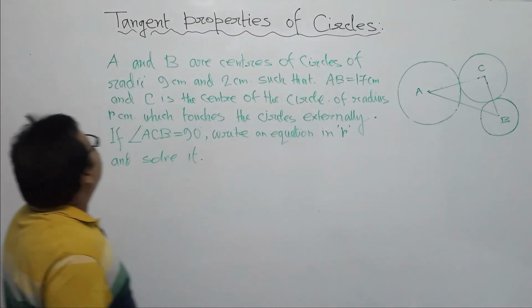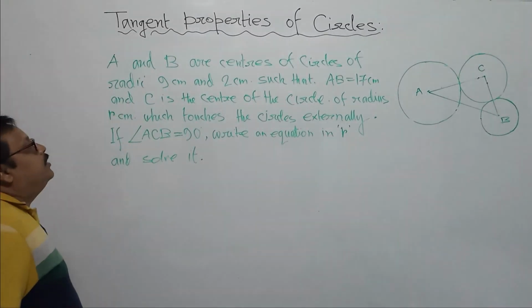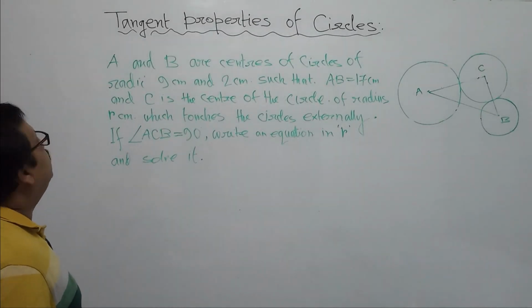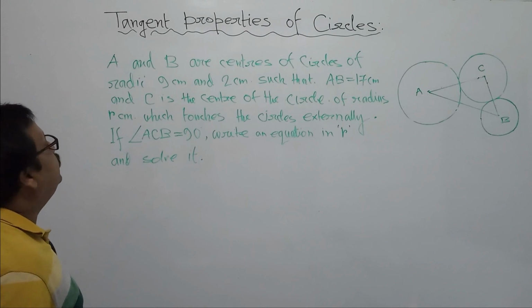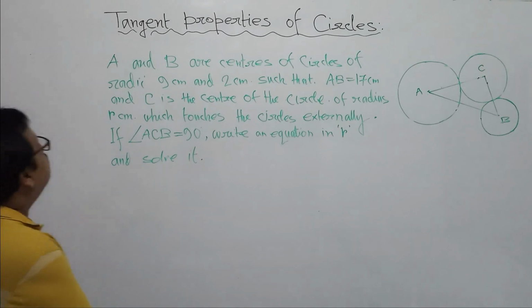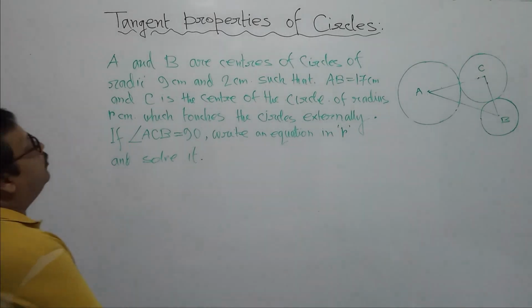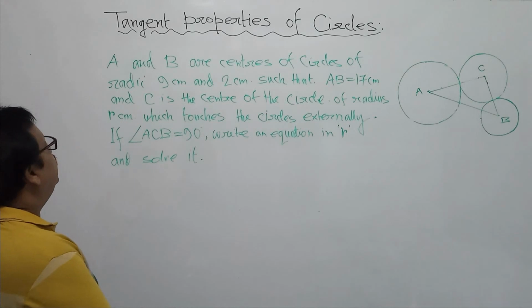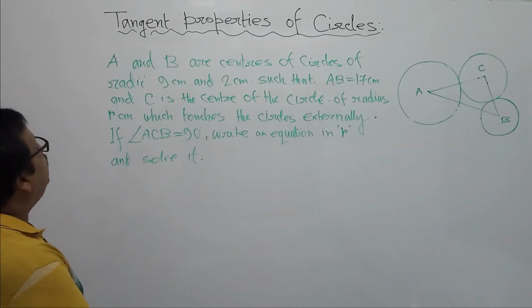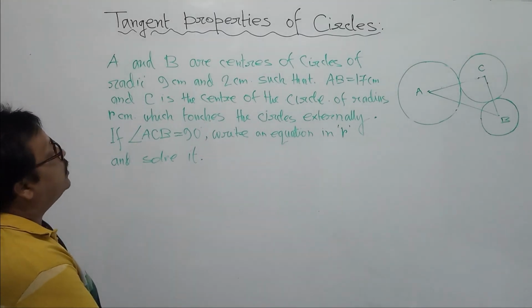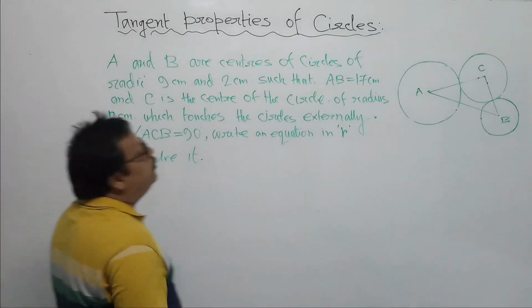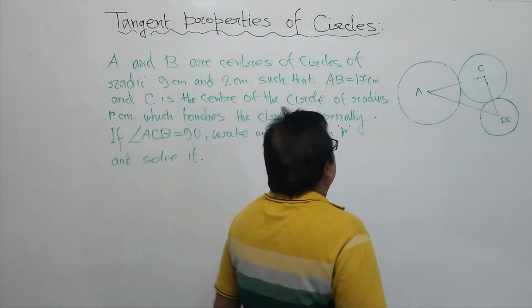Here is a problem from the chapter Tangent Properties of Circle. A and B are centers of circles of radii 9 cm and 2 cm, such that AB is equal to 17 cm, and C is the center of the circle of radius r cm, which touches the circles externally. If the angle ACB is equal to 90 degrees, write an equation in r and solve it. Diagram also given. Let us start the solution.